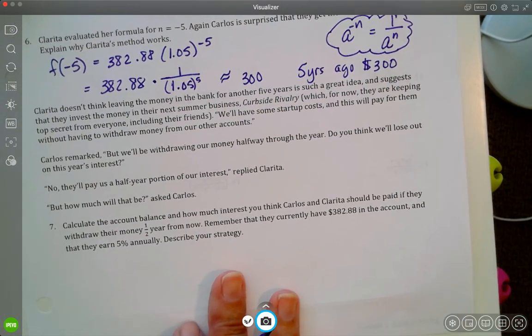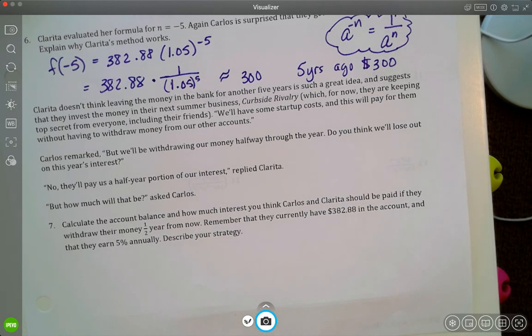So Clarita doesn't think leaving the money in the bank for another 5 years is such a great idea and suggests that they invest the money in their summer business, Curbside Rivalry, which for now they are keeping top secret from everyone, including their friends. I don't know why they put that in there.